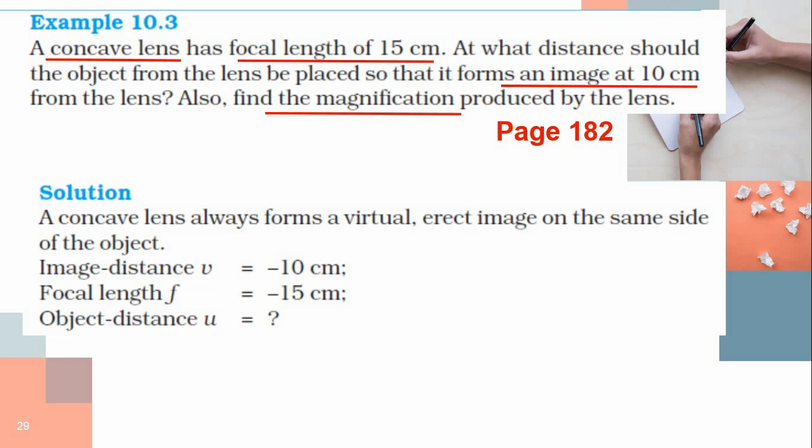From this problem, the lens is a concave lens and it has a focal length of 15 centimeter. F is equal to minus 15 because the focal length of a concave lens is always negative. The image is formed at 10 centimeter. V is equal to minus 10 because a concave lens always gives a virtual and erect image, so the image is formed on the left side of the concave lens. So V is equal to minus 10 centimeter. We need to find the value of U and the magnification produced by the lens.